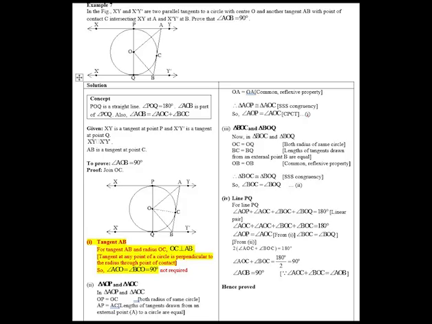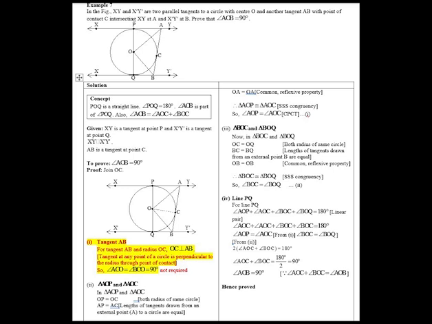In triangle AOP and triangle AOC, OP is equal to OC. Both are radii of the same circle. AP is equal to AC because lengths of the tangents drawn from an external point A to a circle are equal. OA is common. Therefore, triangle AOP is congruent to triangle AOC by SSS congruency. So, angle AOP is equal to angle AOC because corresponding parts of congruent triangles are equal.